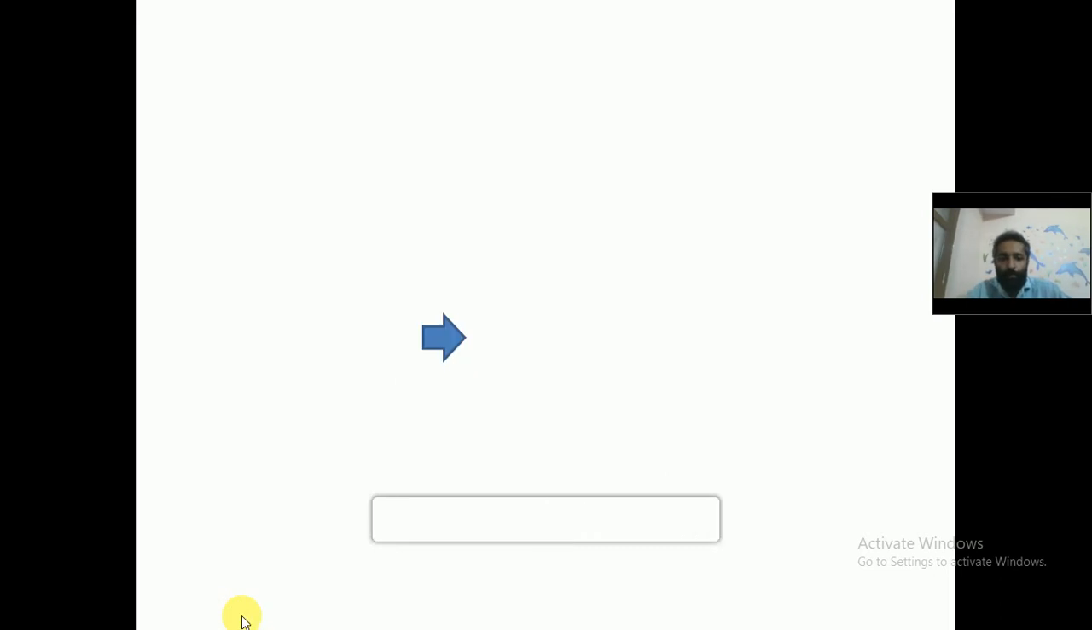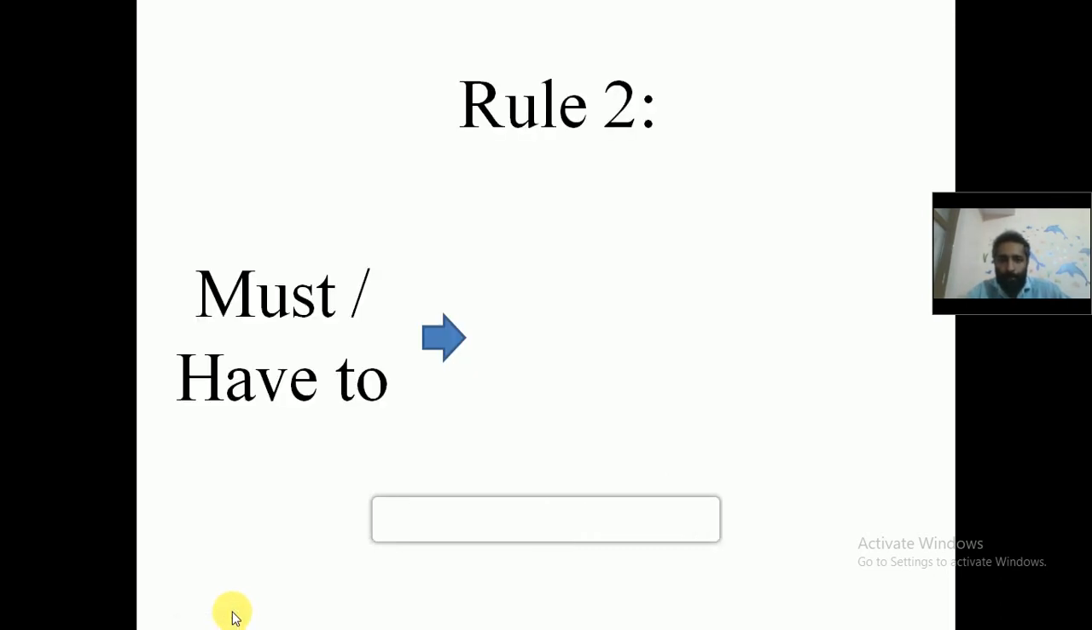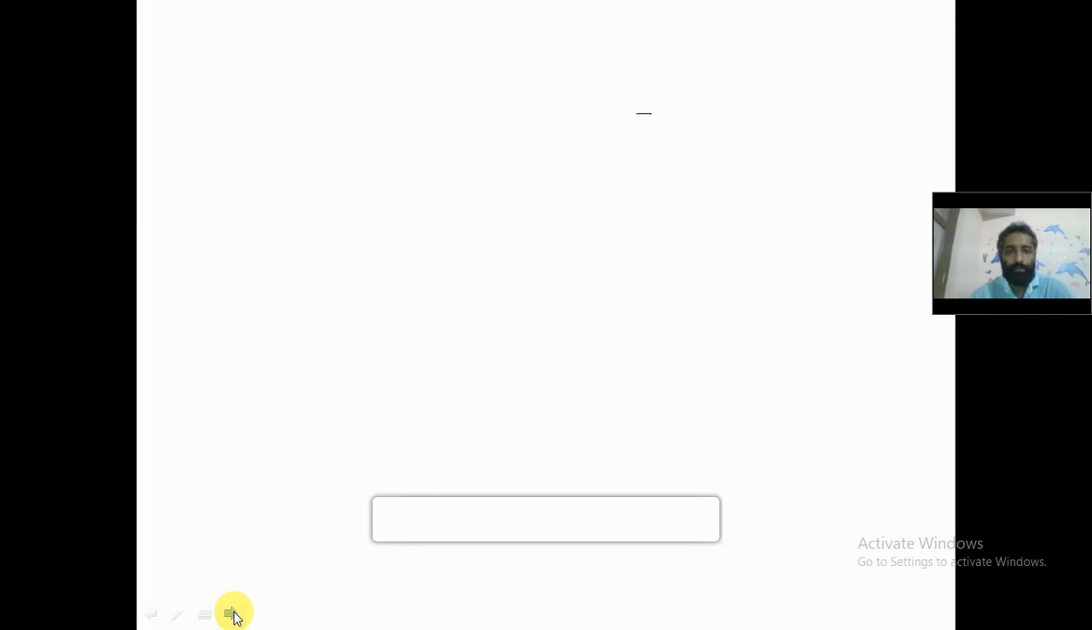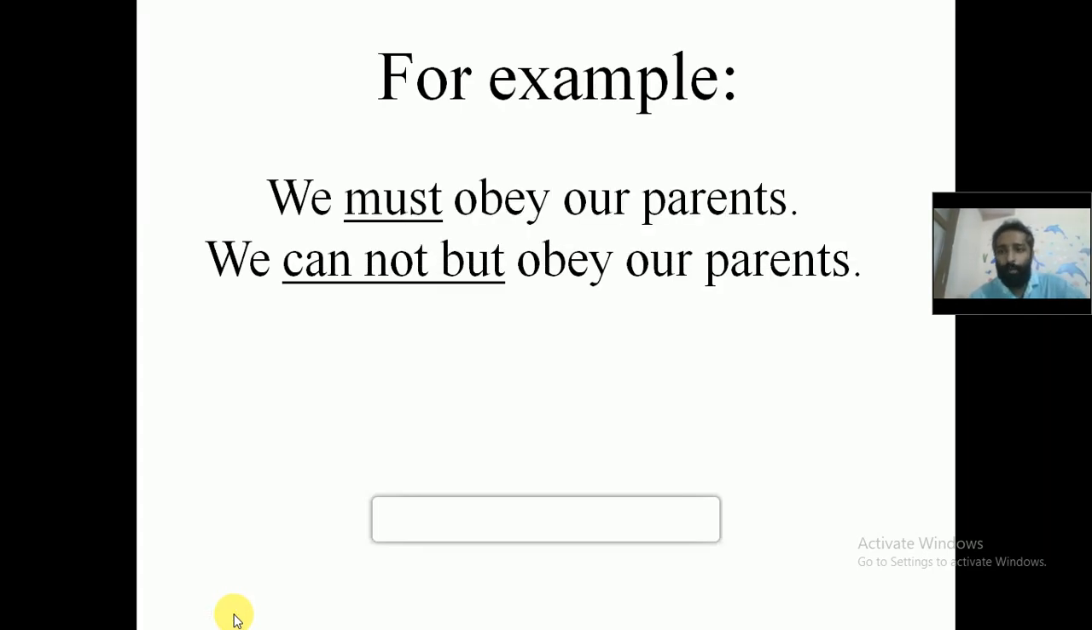Now moving on to the second rule, rule number 2. When the affirmative sentence has got must or have to, it must have cannot but in the negative sentence. Let's go through some examples. We must obey our parents. It is an affirmative sentence and it contains the word must. So what happens in the negative? There must be cannot but. We cannot but obey our parents.